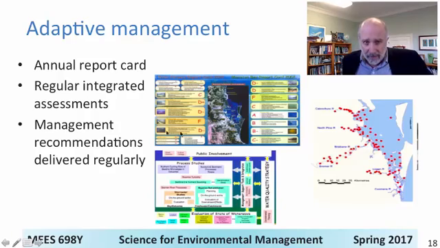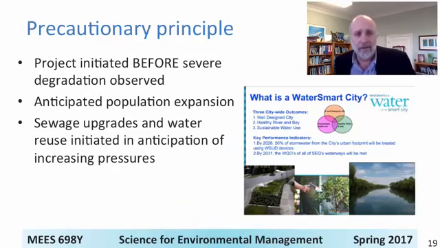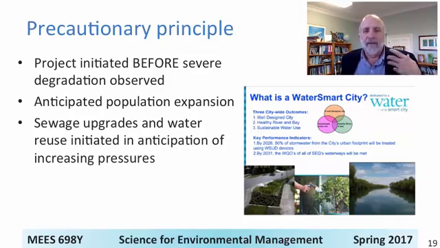We divided the project up into these different components, and then had a management water quality strategy as the management outcome of that. We took all this data and synthesized it into a management set of strategies. And in terms of the precautionary principle, the best part of our project is we initiated before the severe degradation was observed. You saw some algal blooms, but we really didn't have dead zones.